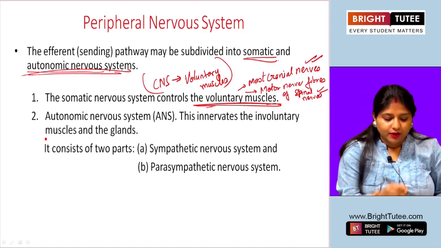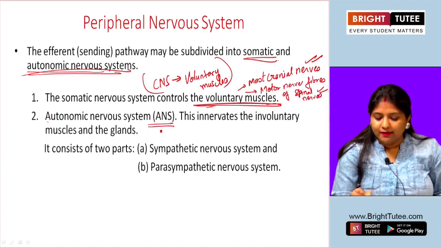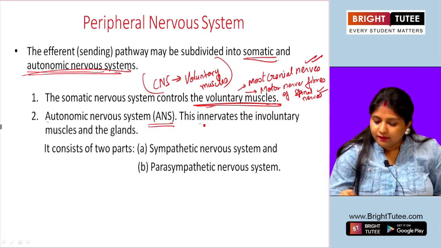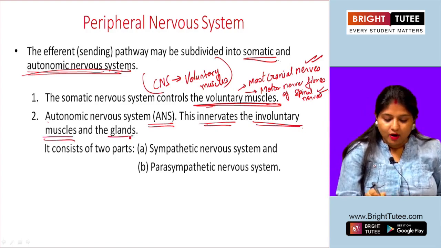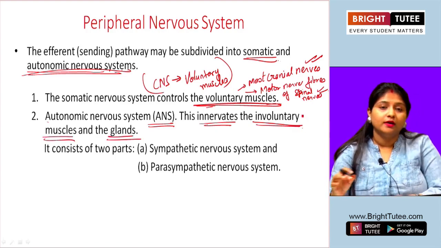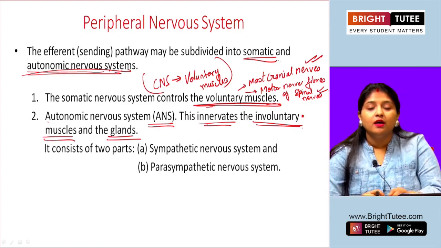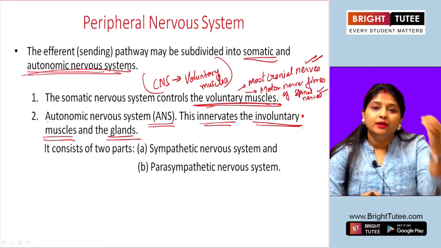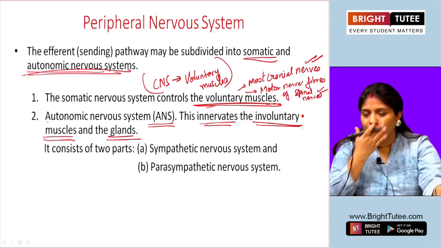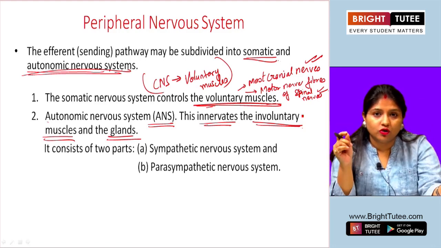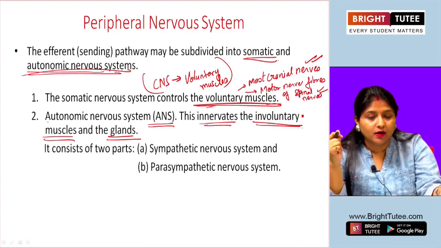Then you have the next part, that is the autonomous or autonomic nervous system, called as the ANS. This innervates the involuntary muscles and glands. Now involuntary is something which is not under our control, right? So it is functioning along with the involuntary muscles and glands, right? When we will go further, you will see that what is exactly the function of ANS, and then you will be able to relate it in a better way.